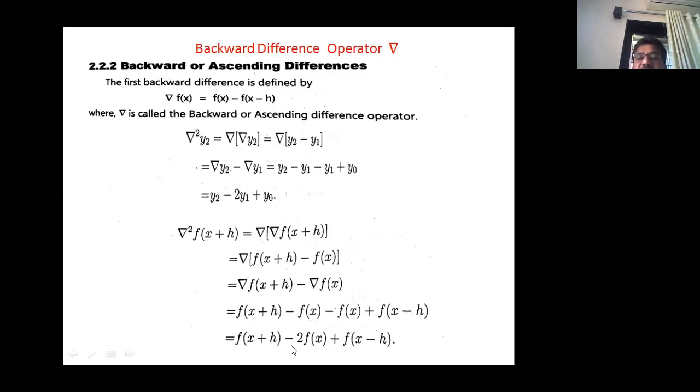And then adding these middle two terms, what do we have? f(x+h) minus 2f(x) plus f(x-h). So this is del square f(x+h). In this way, we can also find del square f(x+2h), del square f(x+3h), or del square f(x). So actually, this del square f(x+h) means y1. f(x0+h) is y1.